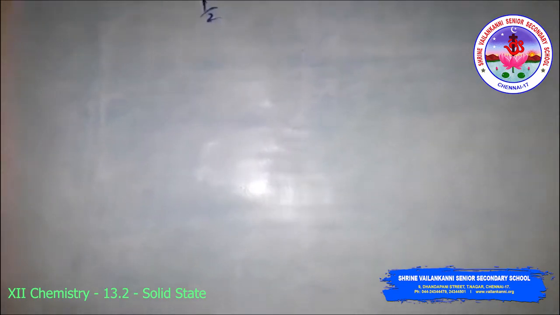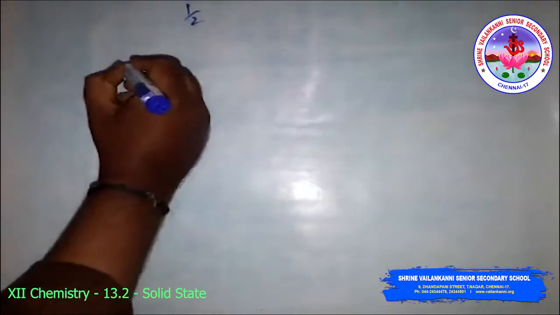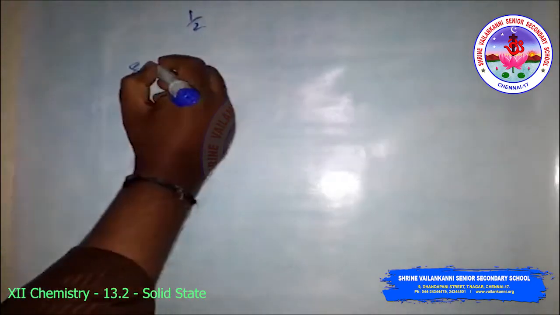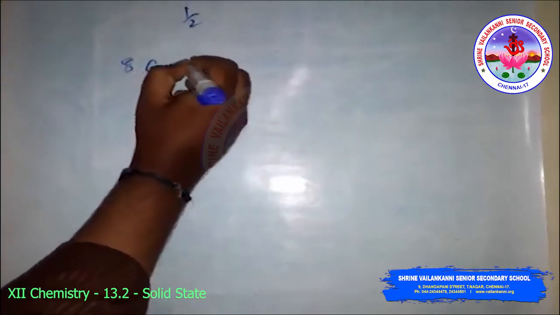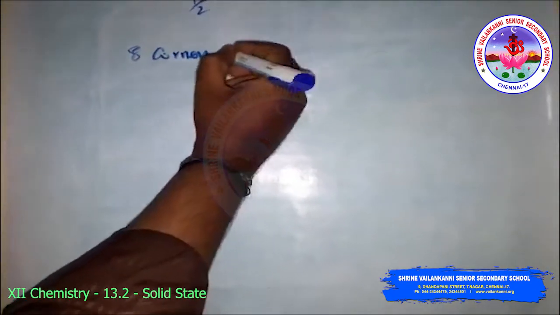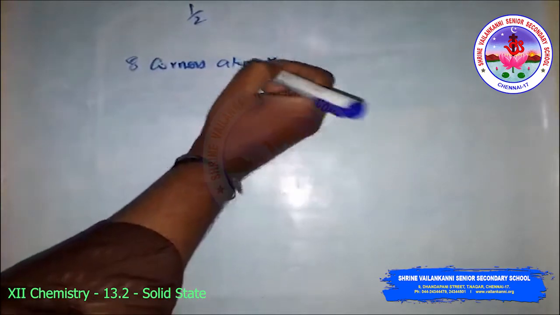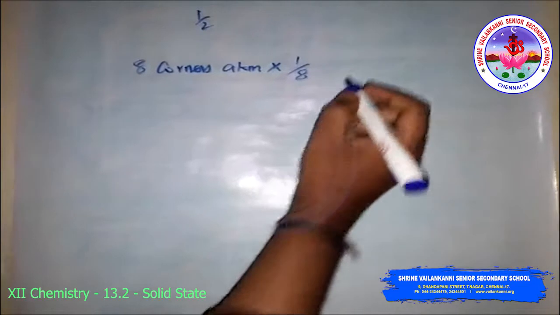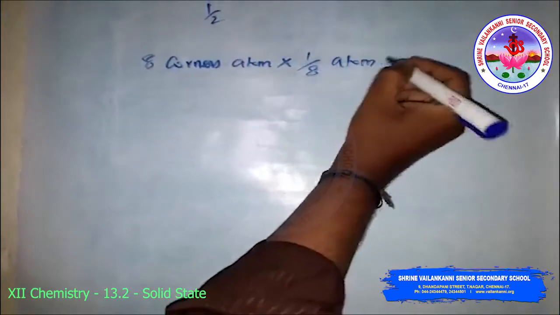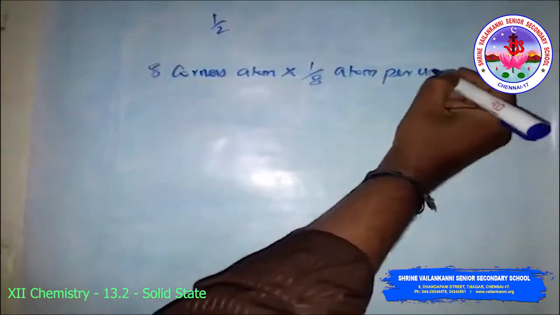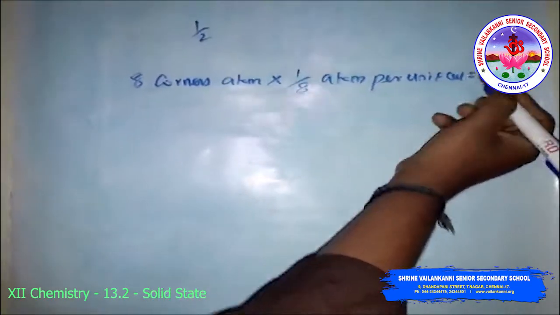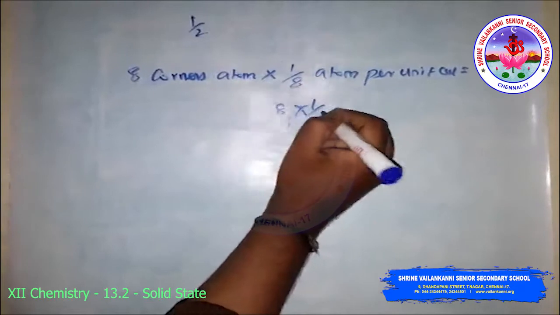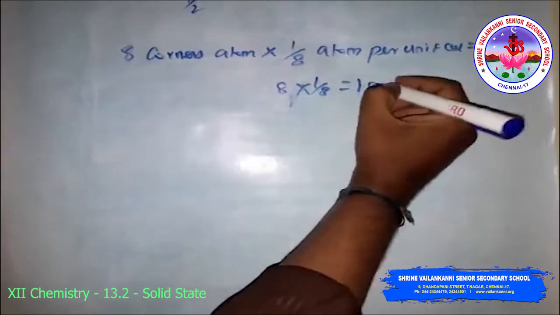So here for the FCC, a cubic unit cell has 8 corner atoms. The sharing of each corner atom is one by eight, so one by eight atoms per unit cell. So 8 into 1 by 8 is equal to 1 atom.